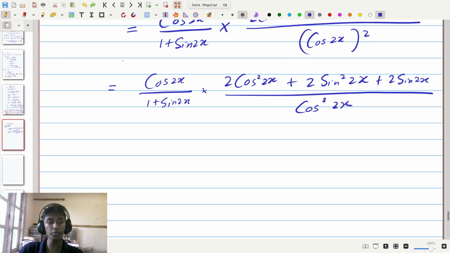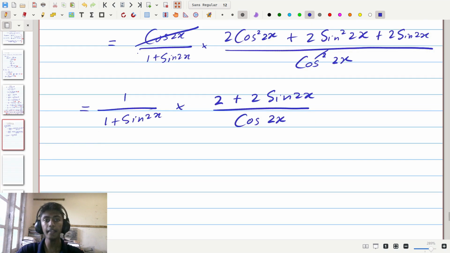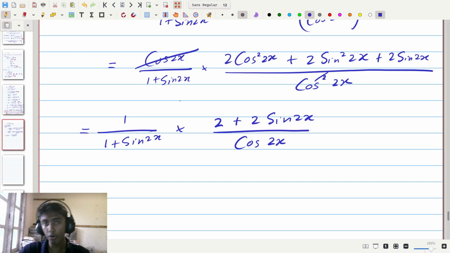If we go to the next line and substitute, we can see if we cancel out one of the cosine 2x's for this cosine of 2x, we're going to get 1 over 1 plus sine 2x times, and on top we're going to have a 2 plus 2 times the sine of 2x divided by a cosine of 2x. Now, at this point, since we cancelled out a cosine of 2x for a cosine of 2x, we need to mention that the cosine of 2x is not equal to 0, because then in that case we would have a 0 divided by 0.